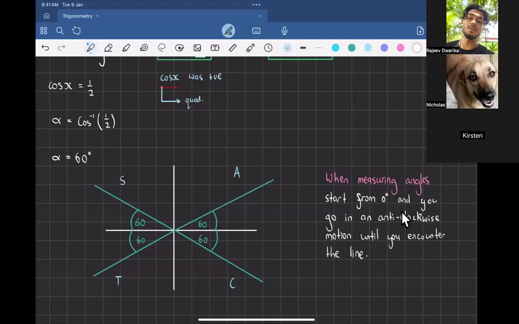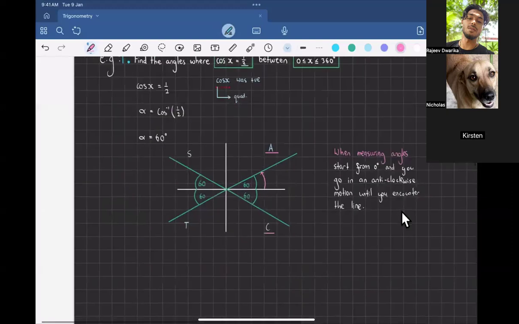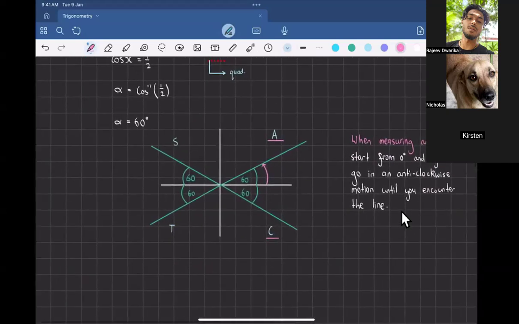So let me explain what I'm talking about. My answer will be located in this quadrant and in this quadrant. So for me to read off my angles, I'll do it in this manner. We are going to start from the 0 and go in an anti-clockwise manner until we reach the line. So Nicholas, how many degrees is that? That is 60 degrees. Right, so my first answer for theta is 60 degrees.